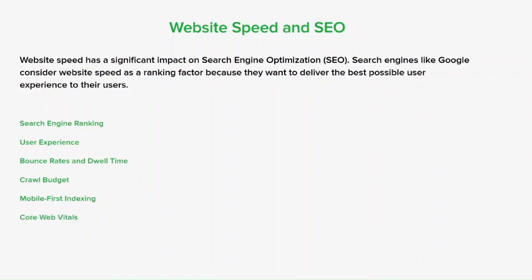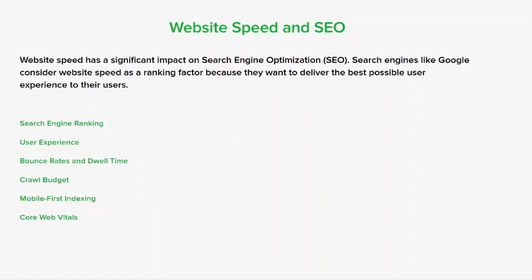Core Web Vitals are a set of user experience metrics that Google considers essential for determining page experience, and these metrics include largest contentful paint, so LCP, which measures loading performance, first input delay, FID, and cumulative layout shift, CLS. They're particularly important for website speed and SEO.